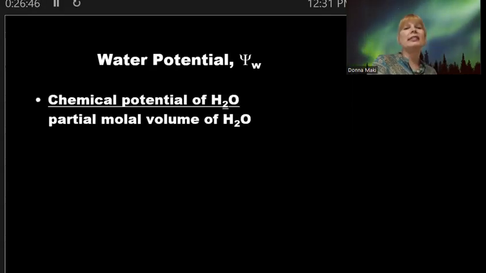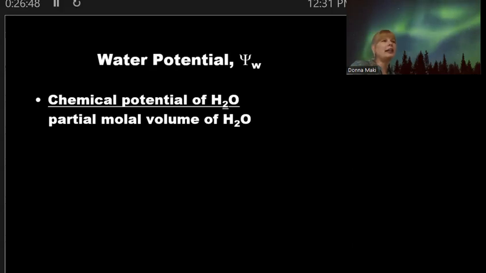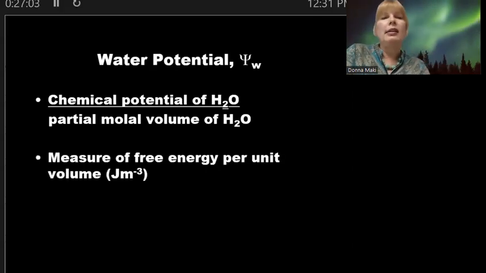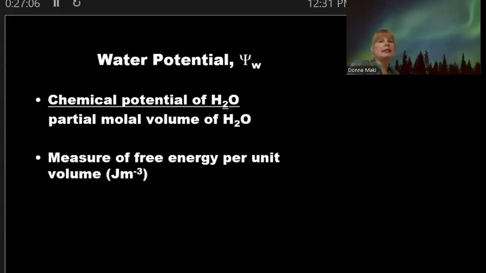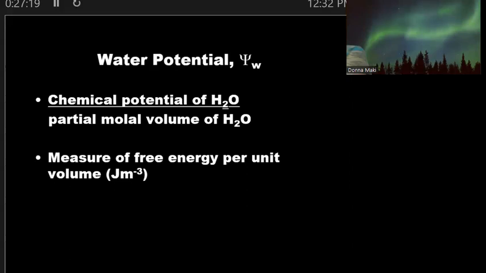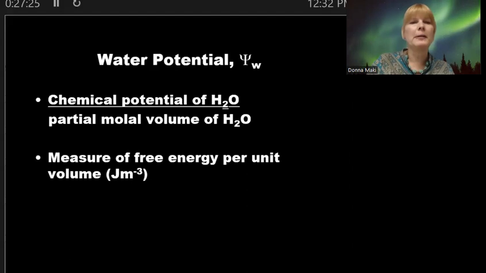So what they ended up doing is they took the chemical potential of water and divided it by the partial molar volume of water. And again, I'm not going to ask you to memorize that. I'm just trying to convince you that they did it correctly. It was all legit. And what ends up happening is it allows you to measure the free energy per unit volume in joules per meter cubed. The next slide will show you the derivation of it here.